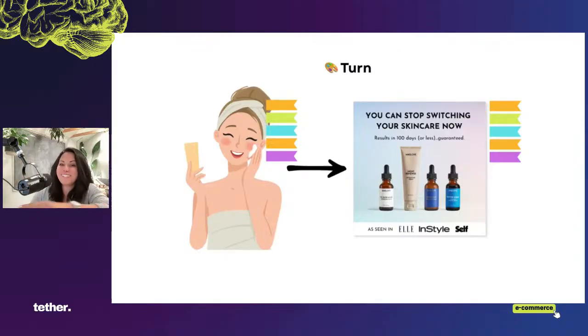And this is the reason why we tag, right? Because once you have those tags, you know exactly how you're supposed to deliver this message to this person. So something like this ad where it says "you can stop switching your skincare now" hits her very, very psychologically well because it matches the exact psychological profile that we already know is in here.